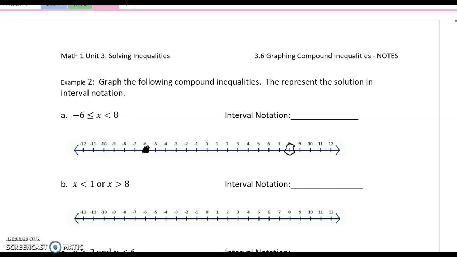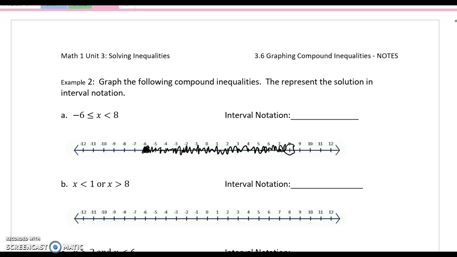Now for this type of compound inequality, we need to figure out where to shade on this number line with respect to the closed circle and the open circle. If you notice in this particular compound inequality, the x is in the middle. That is where we're going to shade. Between the closed circle and the open circle, we're going to shade that number line.